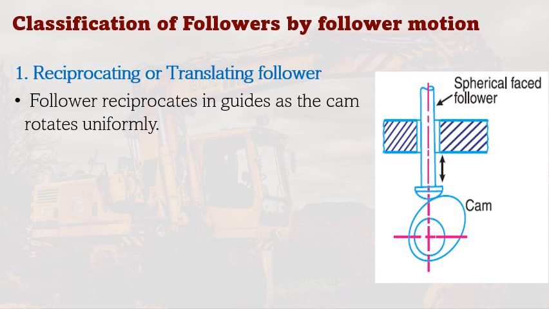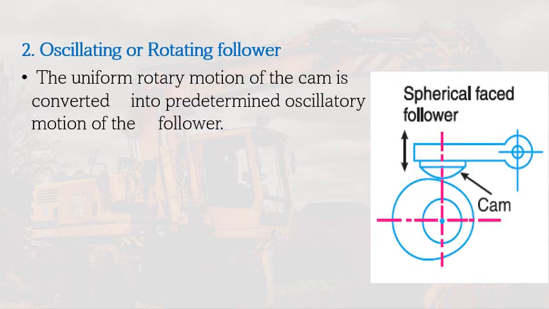Now that we learned the classification of followers based on surface contact, we can also classify them based on the follower motion. The first classification is the reciprocating or translating follower. Here, the follower reciprocates and guides as the cam rotates uniformly. For oscillating or rotating follower, on the other hand, the uniform rotary motion of the cam is converted into predetermined oscillatory motion of the follower.